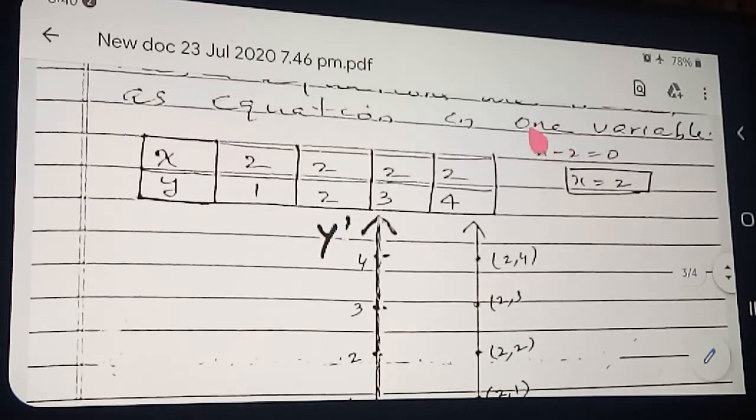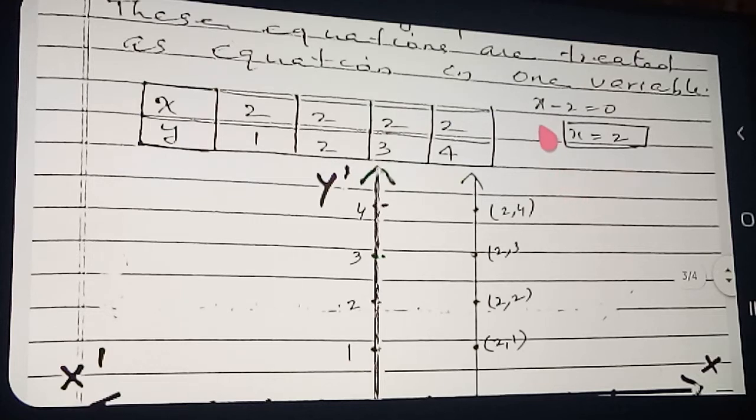So here you see, which term is present here? X term is present here, no? X term is there and constant term is there. Therefore, it is perpendicular to the x-axis. Here which term is there? X term is there. Therefore, it is perpendicular to the x-axis. And which term is absent? Y term is absent. Therefore, it is parallel to the y-axis.